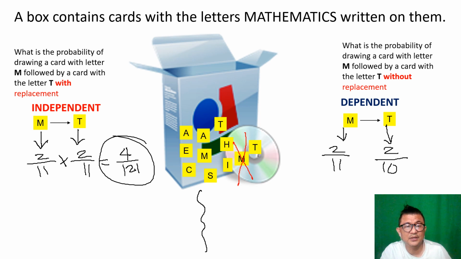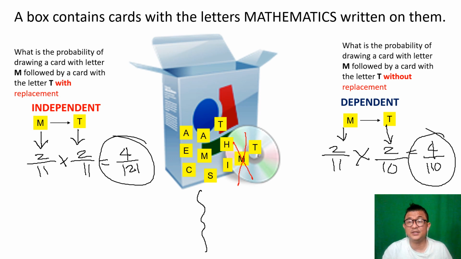So what do I do? I multiply them. 2 times 2 is 4. 11 times 10 is 110. Okay? So see, different probabilities. One is dependent, one is independent.